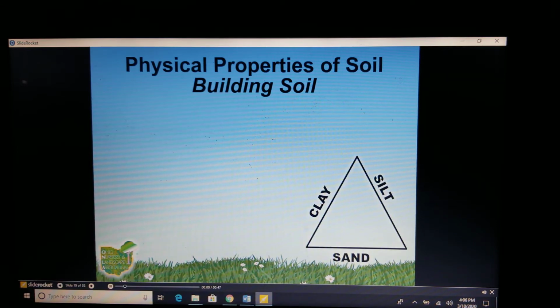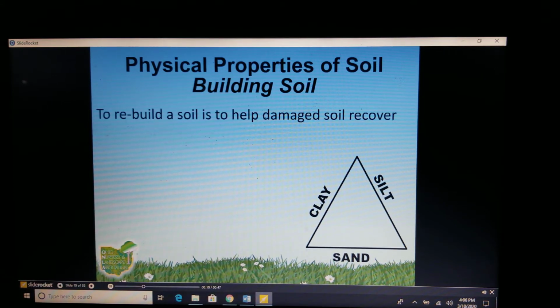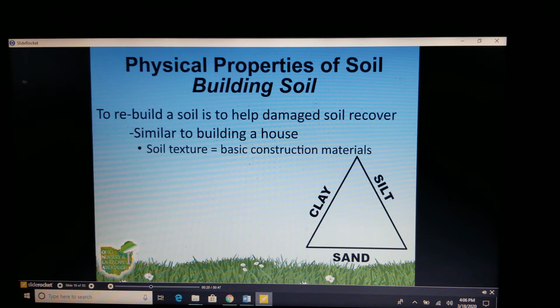We are not literally rebuilding soil. However, to understand how to help damaged soils recover, it's important to understand how soils are built. Building soils is similar to building a house, and soil texture is like the basic construction materials. Sand, silt, and clay are like the nails, lumber, and cement that are eventually put together to form a recognizable structure. A pile of sand, silt, and clay is no more recognizable or functional as soil than a pile of construction materials is functional as a home.